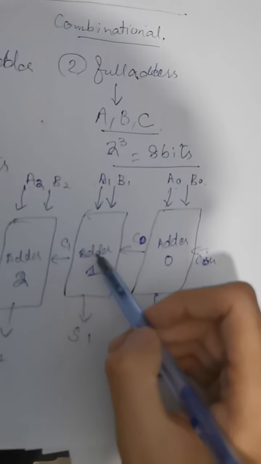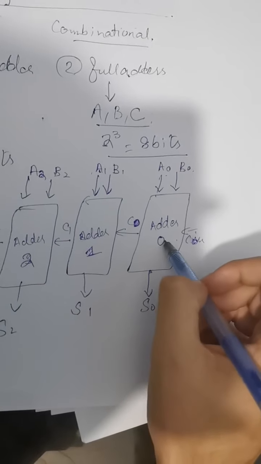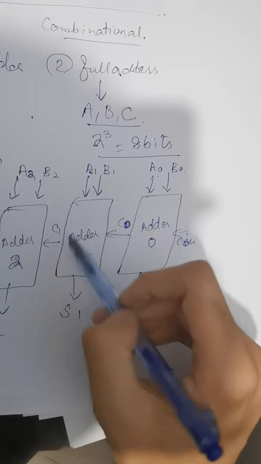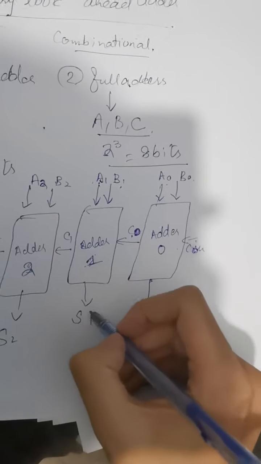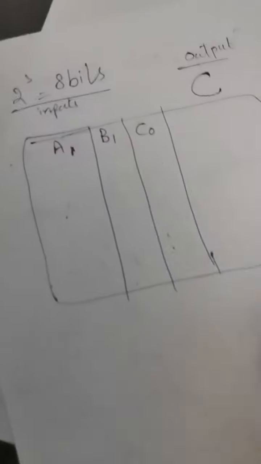So let's just talk about a particular adder circuit. For example, I'm going to talk about the first one, the adder one. Okay, this is the first one, and this is the second one. Let's just talk about the adder one. The adder one includes the inputs A1, B1, and C0, and the outputs will be S1 and C1. Okay, so let's just write them. A1, B1, and C0 are the inputs, and the output will be C1.